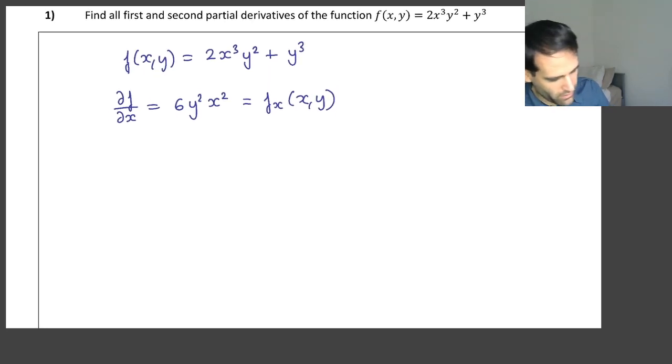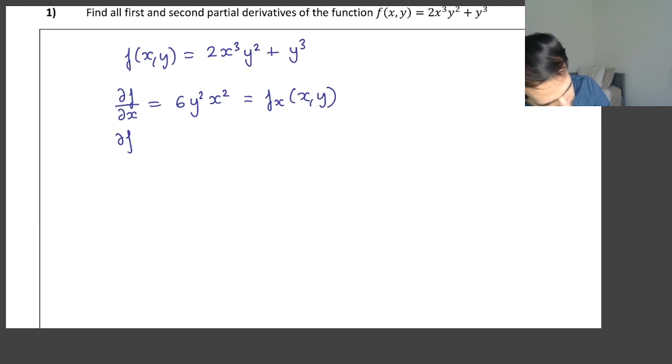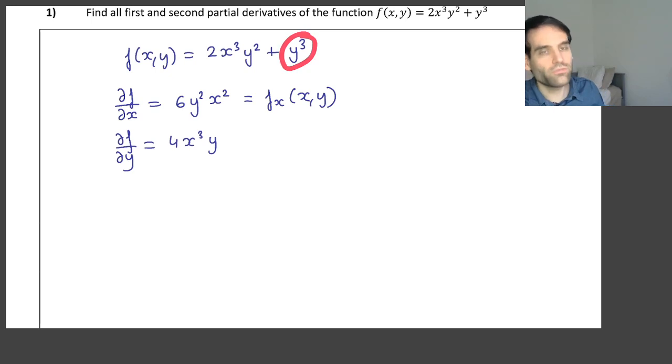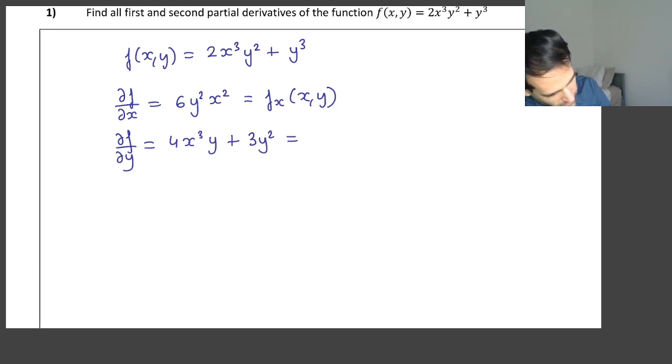Okay, now partial derivative of f with respect to y. So imagine that 2x cubed is a constant. So we just have to do the derivative of y squared. That will be 2y. So it will be 4x cubed y. And then plus the derivative of y cubed with respect to y. That will be 3y squared. Okay, and this is a function which we call f subscript y, and it's a function of x and y.